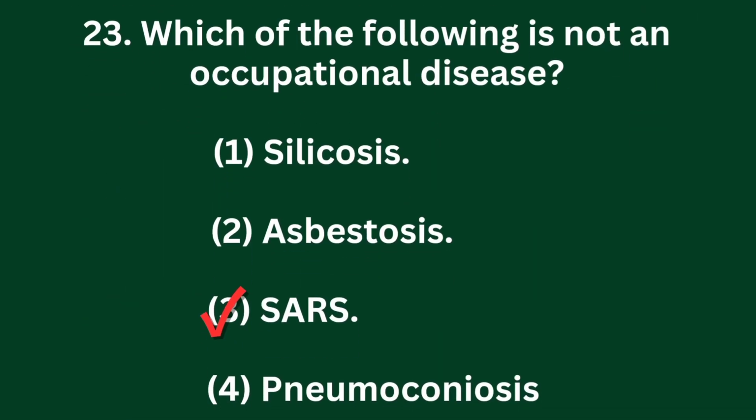Which of the following is not an occupational disease? 1. Silicosis, 2. Asbestosis, 3. SARS, 4. Pneumoconiosis.